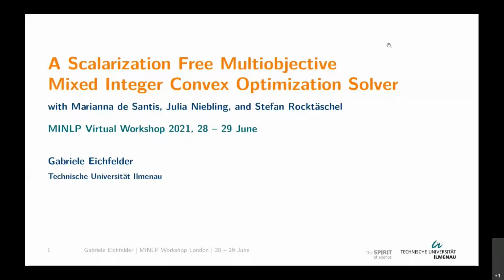Hello and welcome to my talk on a solution method for mixed integer convex multi-objective optimization problems. The method I'm going to propose will avoid scalarizing the problem first, but no worries if you're not yet familiar with multi-objective optimization.